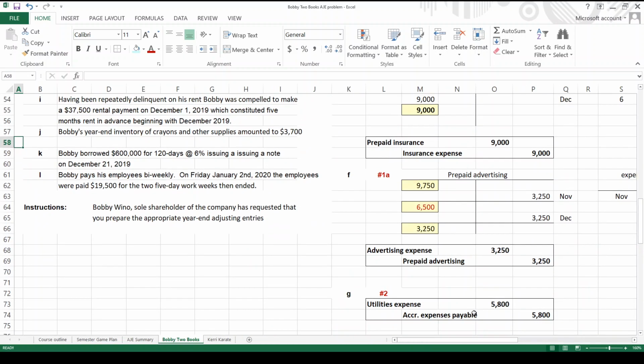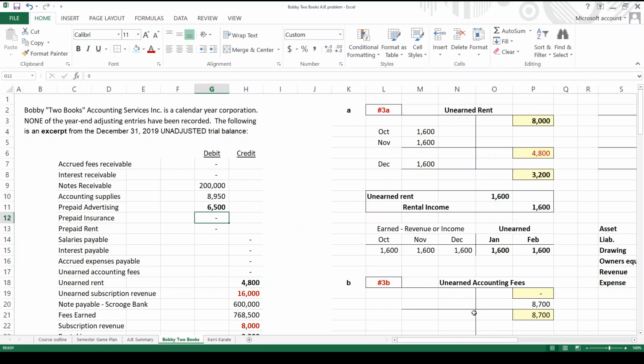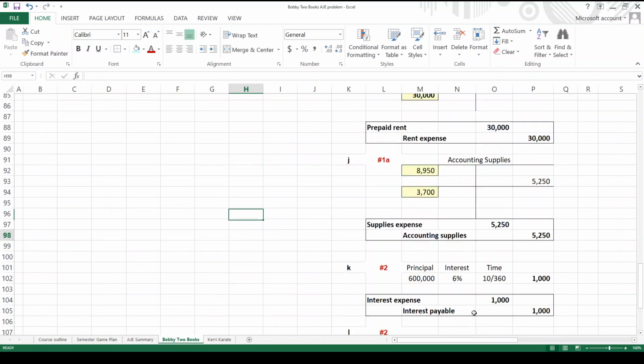J is in John. Bobby's year-end inventory of crayons and other supplies is $3,700. It's another way of saying, you know what? The balance in the supplies account should be $3,700. That's what you counted. What is the balance in the supplies account? $8,950. We want that balance to be $3,700. What do we do? Come down here. Let's see what we do.